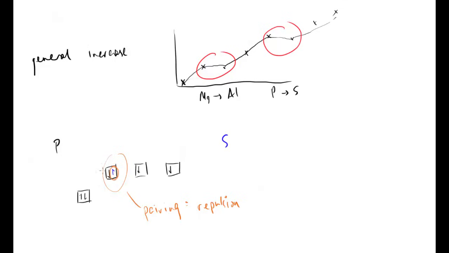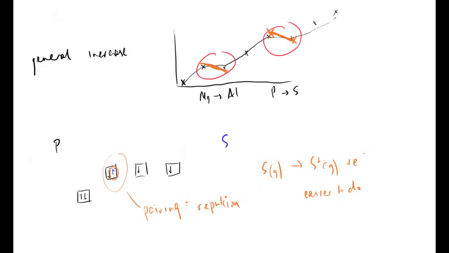So repulsion means that it's easier to remove the sulfur electron, therefore that process, sulfur to sulfur plus, is easier to do, and so it drops down here. So we've got a drop down here, and that's your reason: repulsion present.